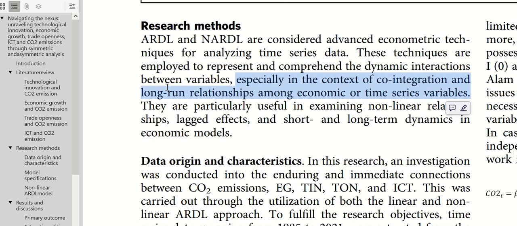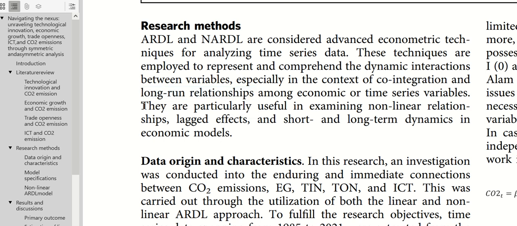When the author mentions co-integration, it means variables may move together in the long run, even if they fluctuate in the short run. So the author is not only interested in short-term results. They want a long-run equilibrium relationship. To understand this, you need to underline the words and make some notes. Co-integration, long-run relationship. We have two things here, co-integration and long-run relationship.